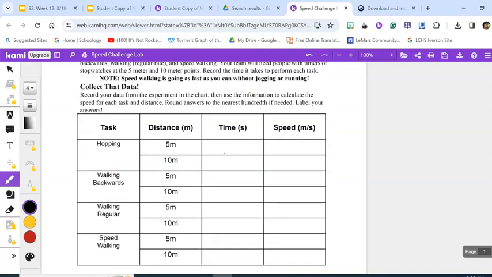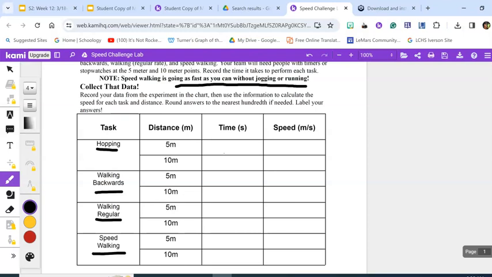And if you look at the tasks, you will see that you will be hopping, walking backwards, walking regular, and speed walking. Okay. Now, none of these require you to have a really high fitness level. This is not going to produce in you anxiety or sweat or anything. You just have to move. You can do that. I know you can. All right. Speed walking is going as fast as you can without jogging or running. Okay. We will not participate in any warm-up activities, so do not pull a hamstring. You're just doing this for some times.